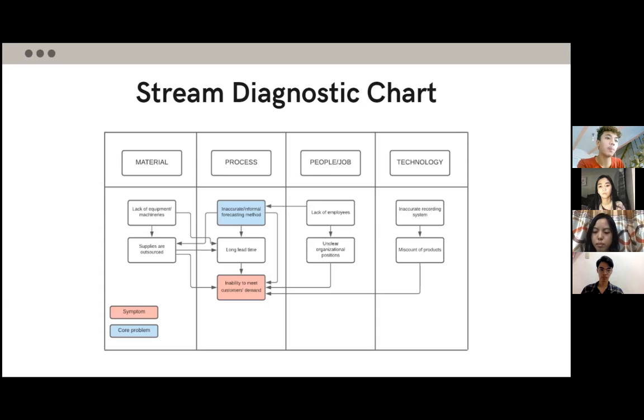Amongst the identified problems, the core problem happened to be the inaccurate or informal forecasting method. This problem caused the inability of the company to anticipate the supply needed. Hence, the company was not able to meet the customer's demand. Moreover, the symptom is the inability of the company to meet customers' demand since it is driven by multiple other problems in the company. From the discussion, the company must focus on the core problem to provide accurate demand forecasting, save money, and provide a better customer experience.